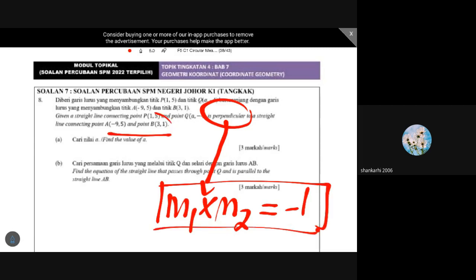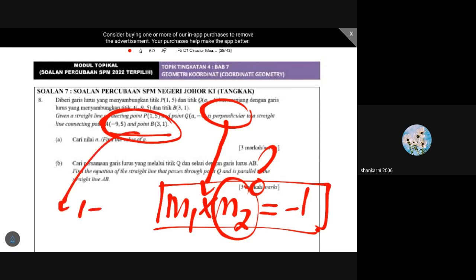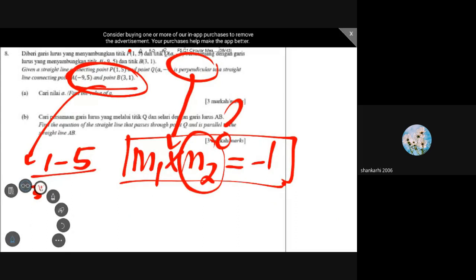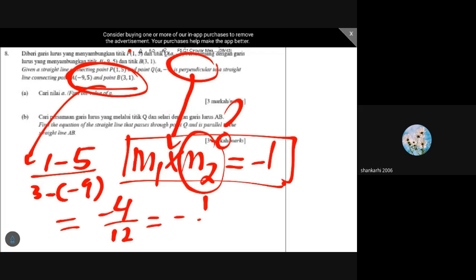So with this you can find the gradient of this straight line, which is what we want to find. If you calculate the gradient of this straight line, you apply the formula, you should get 1/3, I think. Let me just show it out for you all. -4/12, -1/3. So -1/3 is the gradient of your M1.